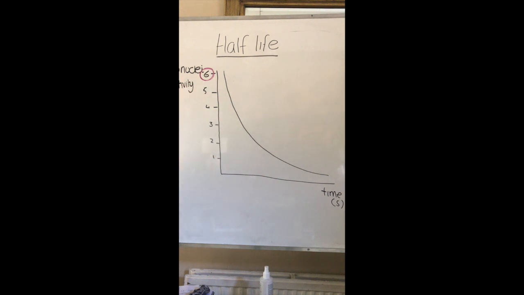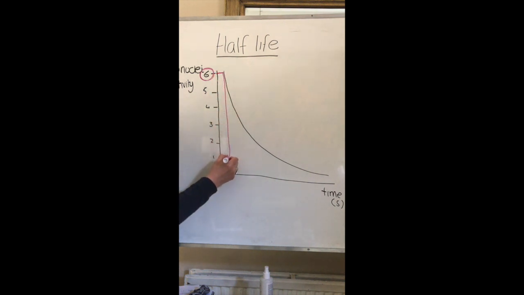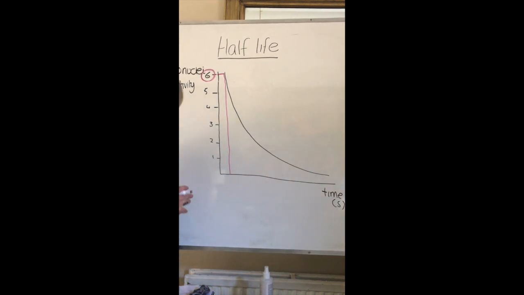So I've taken 6 because I know that half of 6 is 3. What I'm going to do is take a line to the curve and drop it down onto the time axis. Let's say that the value on this time axis is 1 second, just because we're going to work with easy numbers. Then I want to halve that 6 to 3 and do the same thing again. It's like a recipe for making a cake.